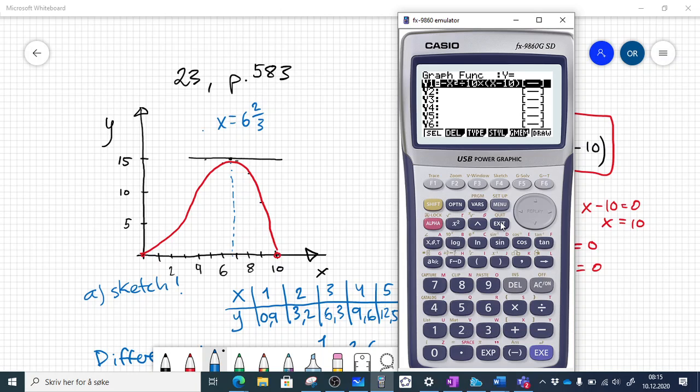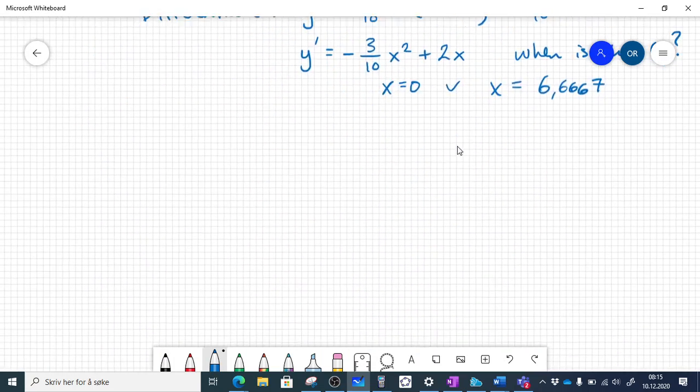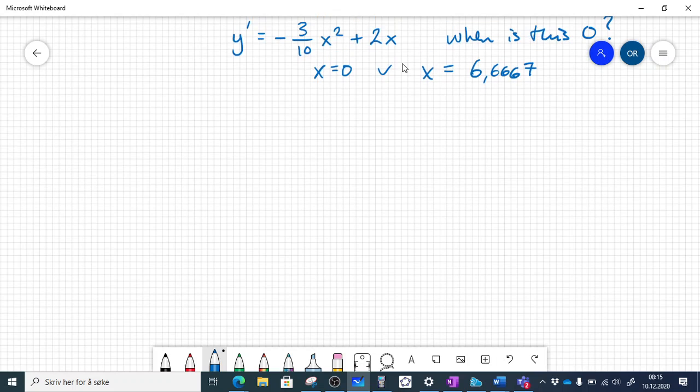So once you've drawn the curve, that's probably the bit that takes most time here. So it's important that you practice. Once you've drawn the curve, you move on to task B here. So this is our curve, y equals minus x squared divided by 10, and then x minus 10.